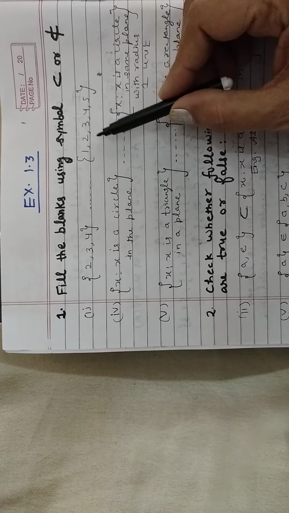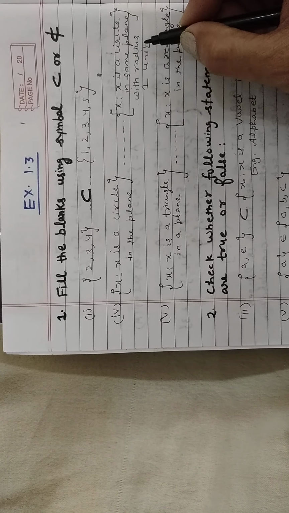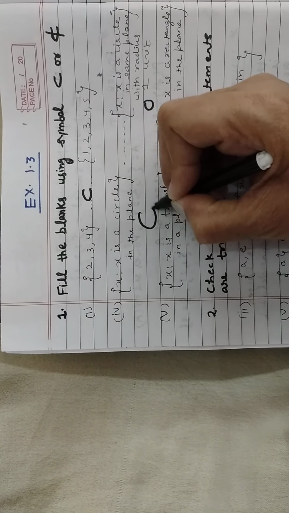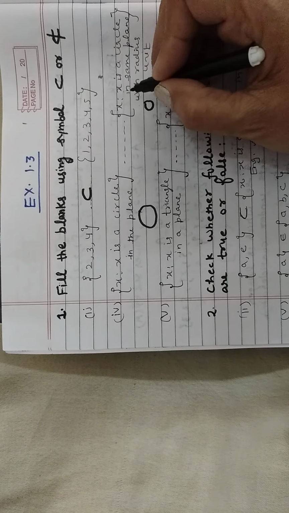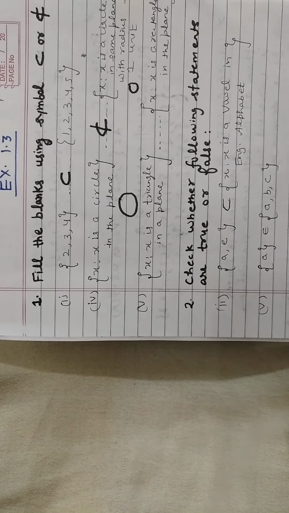Second is {x : x is a circle in the plane}. On the left hand side it is the set of all those points such that x is a circle in the plane, and here x is a circle in the same plane with radius 1 unit. See students, it may be a circle of any radius. It can be a circle of radius 4 units. So the left hand side cannot be a subset of the right hand side. You will insert the symbol for not a subset.